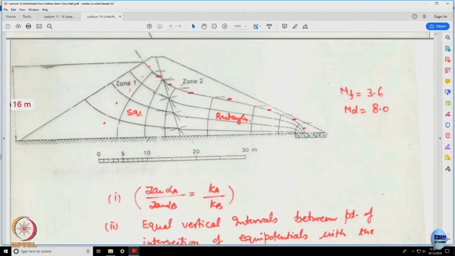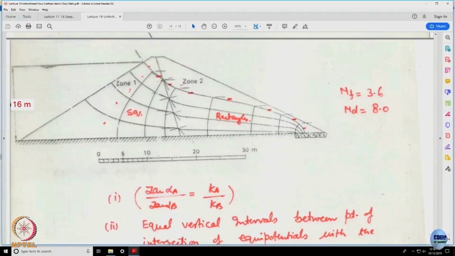Clear? So, in this case, it is a beautiful example of how two zones have been clubbed together to do the seepage analysis. So, I am using the concepts of isotropic systems, homogeneous individually, but I have two zones which are heterogeneous in nature, and I am showing here the concept we have used over here, that there are two ways of solving this.